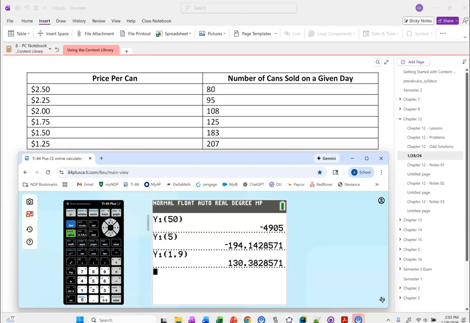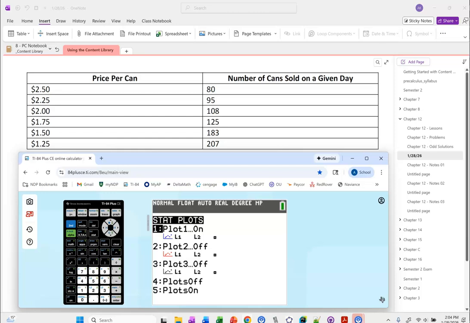To graph data on my calculator, I have to start by entering it. We've done that already. And then I'm going to press the second button and the Y equals. That's going to open the stat plot menu.